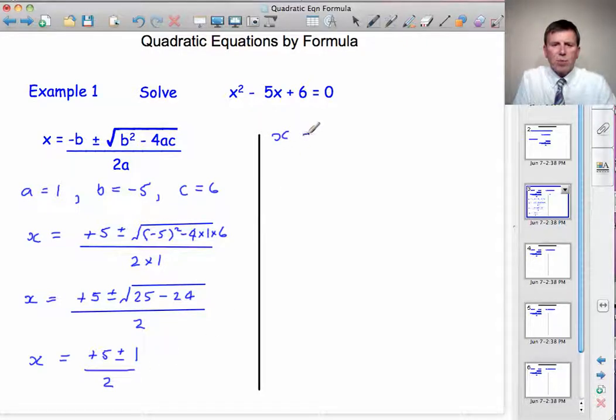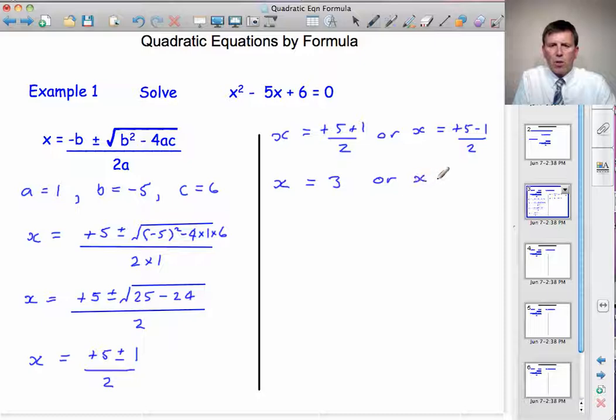which means the two answers are x equals plus 5 plus 1 divided by 2 and x equals plus 5 minus 1 divided by 2. Plus 5 plus 1 is 6, divided by 2 is 3, and plus 5 minus 1 is 4, divided by 2 is 2. So the solution of this equation is x equals 3 or x equals 2.